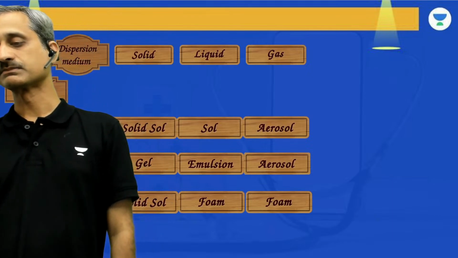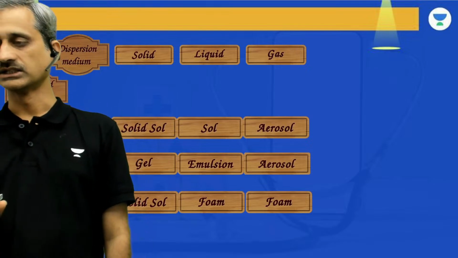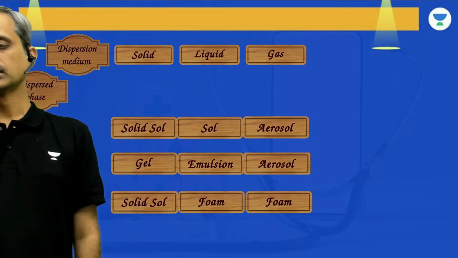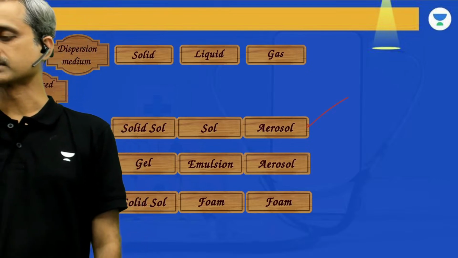Dispersed phase solid. If the dispersion medium is solid, then it becomes solid sol. If the dispersion medium is liquid, it becomes sol. If it is gas, it becomes aerosol.